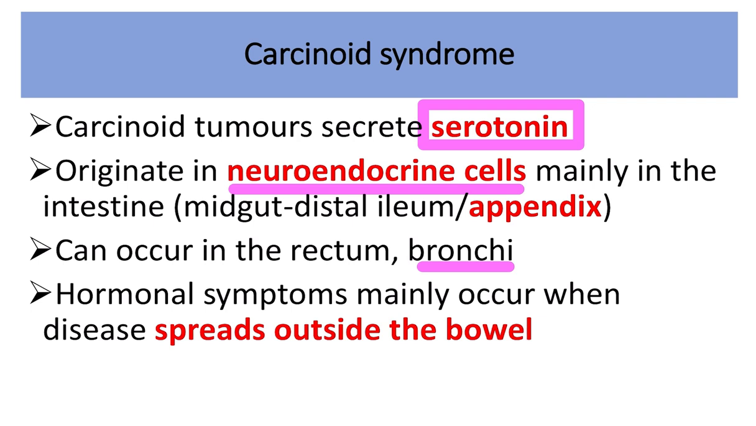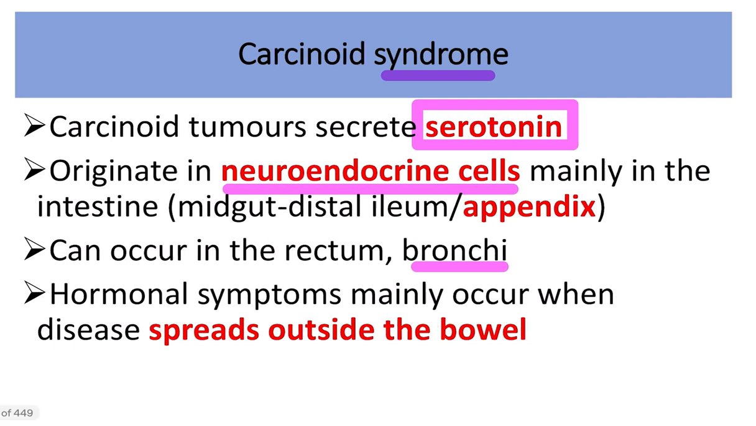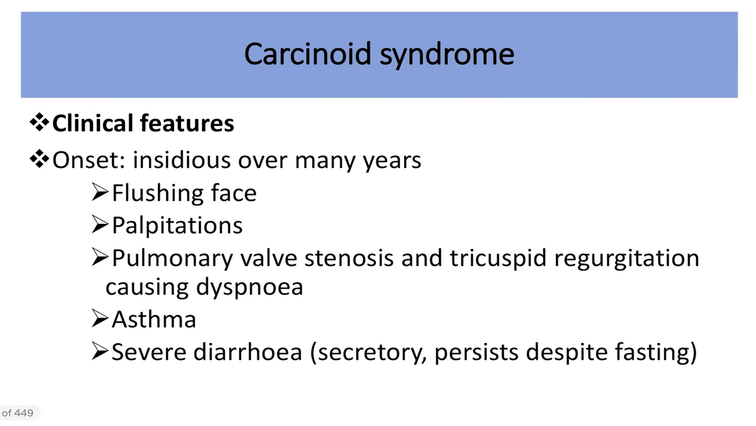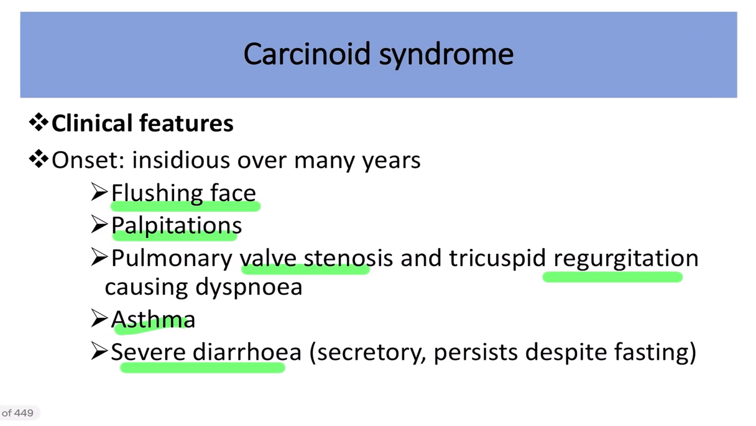The hormonal symptoms mainly occur when they spread outside the bowel. That means the syndrome only develops when this occurs outside the bowel wall. Here we are watching some important clinical features. First of all, the flushing of the face, palpitation, pulmonary valve stenosis, tricuspid regurgitation, asthma, and severe diarrhea. They are the clinical features of carcinoid syndrome.